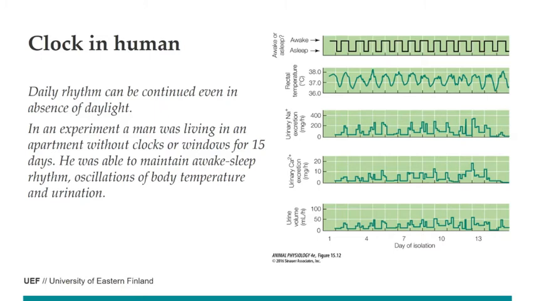And as you can see, the wake-sleep cycle is pretty constant. He goes to bed pretty much at the same time of the day. And this affects the temperature, which is changing, so there's this fluctuation. There's also fluctuation in how much sodium or calcium is released in the urine, or what is the volume of the urine. So it can be continued even in absence of daylight. And this is possible only with some inner clock.